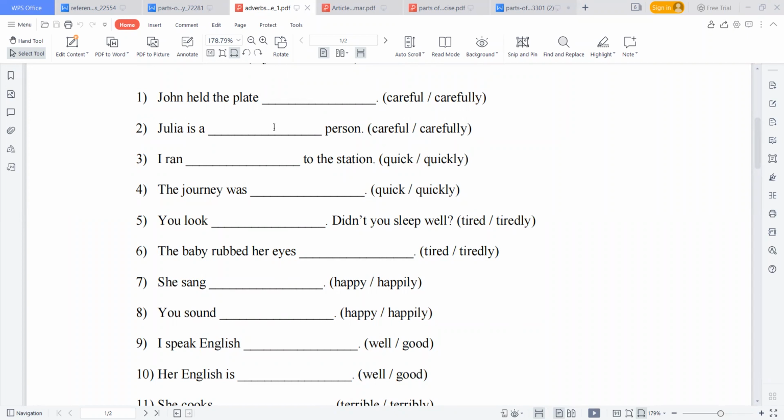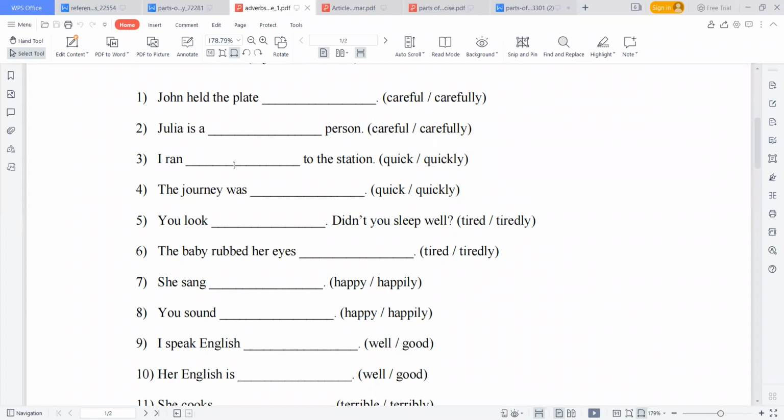Careful. Why? We need a describing word for Julia. And one thing more, you can see that a single word can be used as a verb, as an adjective, as an adverb. In the English language, it only depends upon the structure of the sentence. Here, the sentence structure is like looking for the word for held. Here, it is looking for the word for Julia. The word is the same. So the answer is careful person.